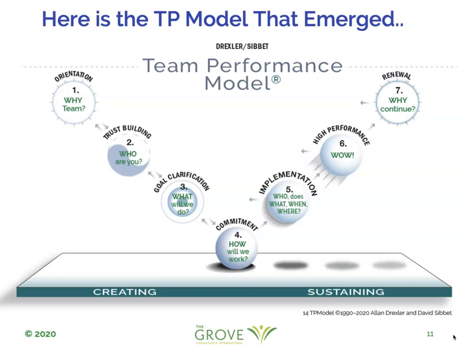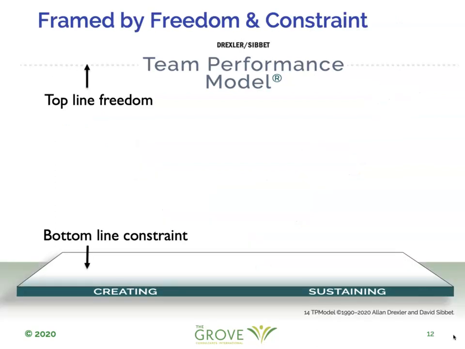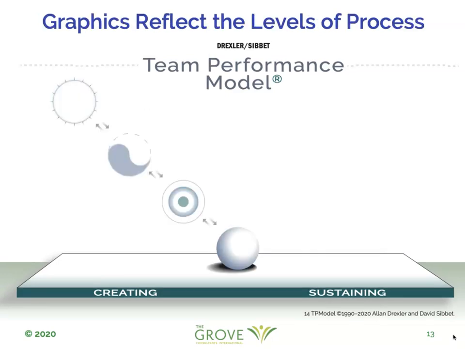So we spent a fair amount of time thinking about the graphics and how to make these points clear so that when you use the model, you can remember these things. One is by graphically having the top-line freedoms represented at the top of the page and the bottom-line constraints represented by a platform, which can stand for the physical environment of the team or an infrastructure that virtual teams are bouncing off of. And we also spent a lot of time on the graphics that are underlying the words in the model so that you can remember these four levels.